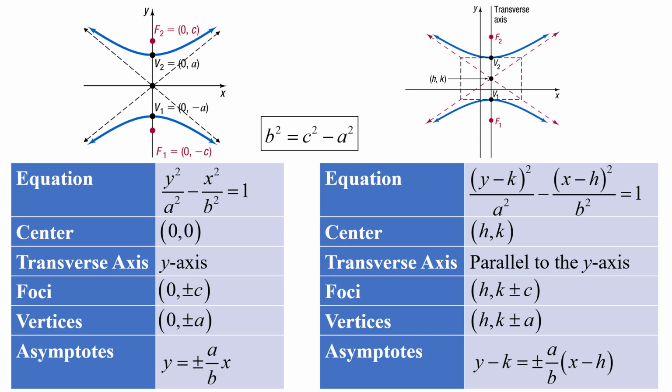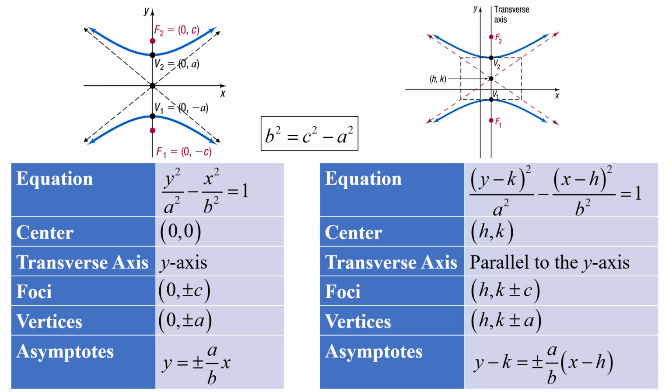Foci are a distance of c from the center along the transverse axis. Again, since the axis is vertical, we move c units vertically from the center, thus the foci are located at the points h, k plus or minus c. Similarly, vertices are a distance of a units from the center along the transverse axis, which is vertical, thus they are located at the points h, k plus or minus a.